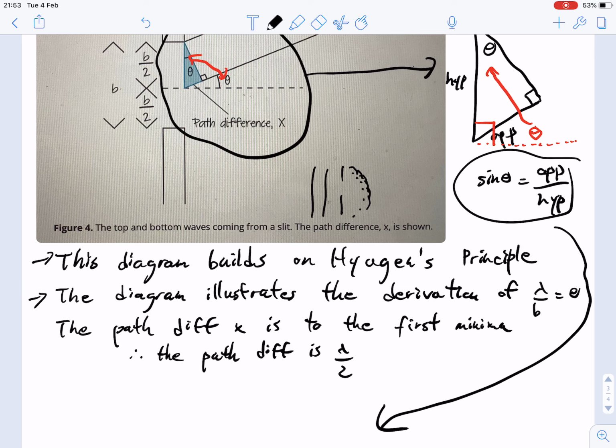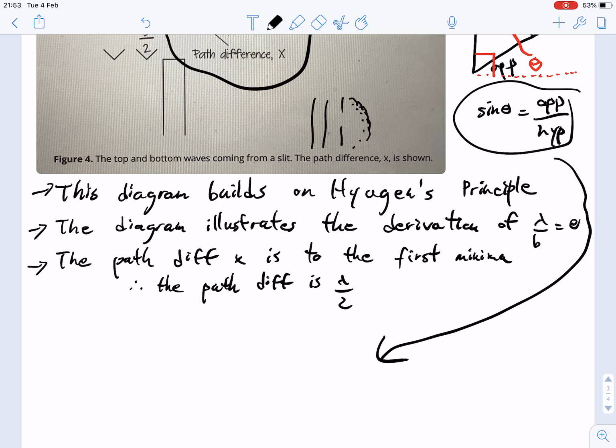The other thing to also keep in mind is the path difference. X is leading to the first minima. So the first minima is where destructive interference happens. And destructive interference always happens when the path difference is half a wavelength apart, or lambda over 2.